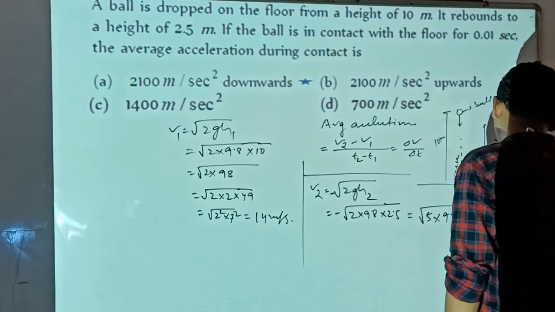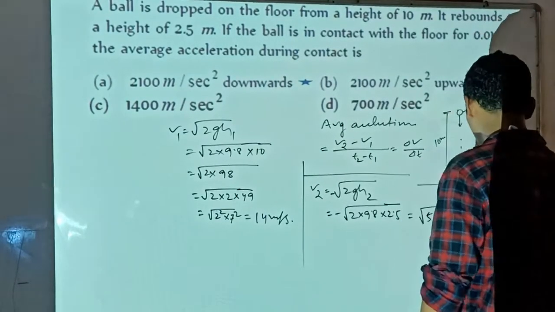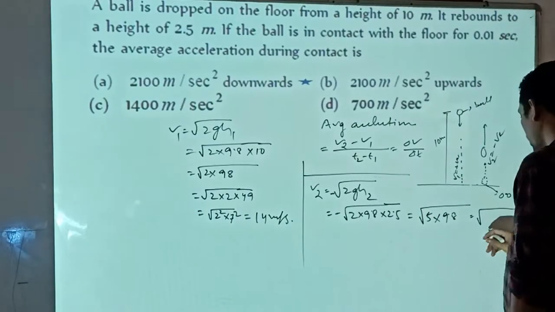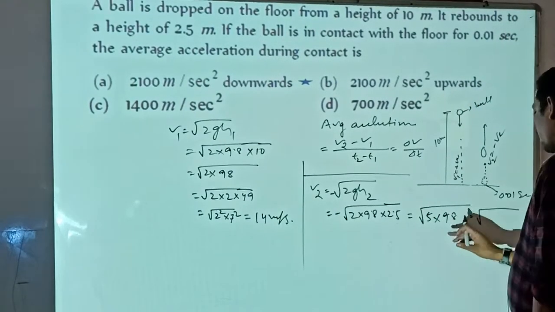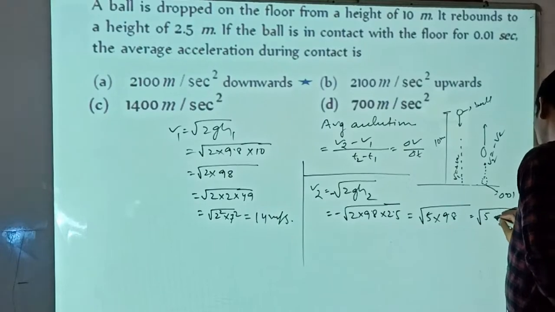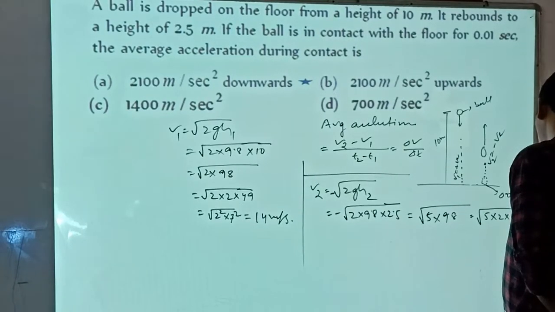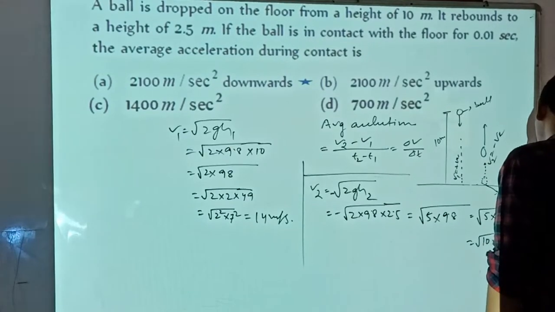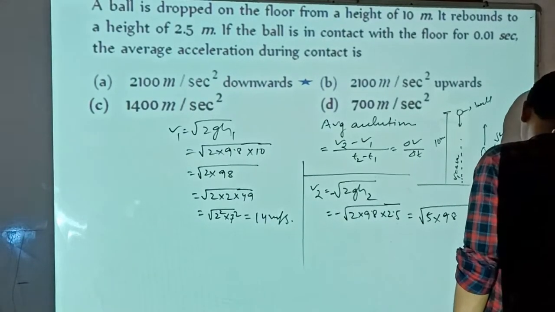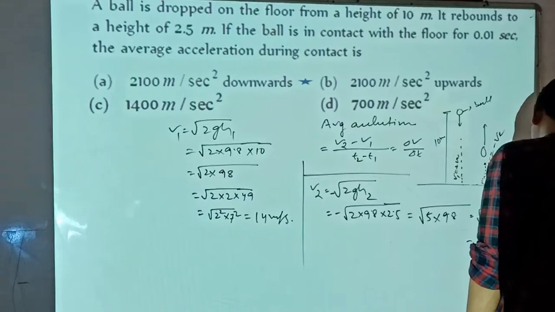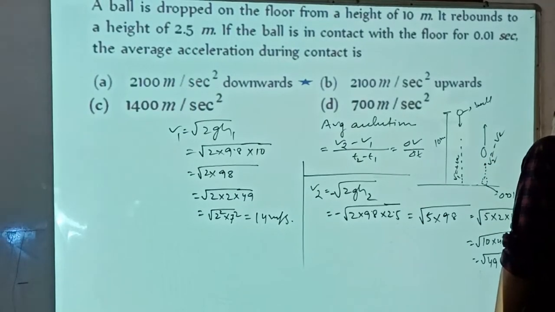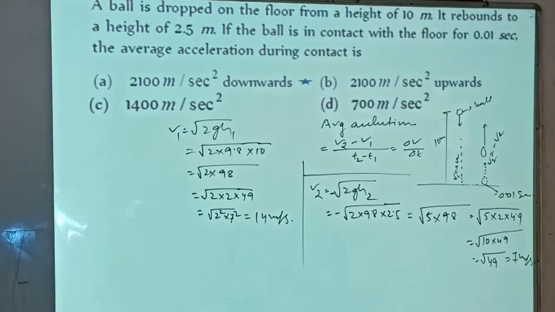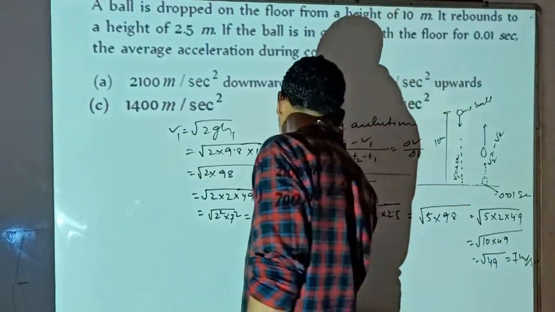Okay, so if we take 2 from here, 9.8 into 2 into 4.9, that will be your root over 10 into 4.9, or we can write root over 49, that will be your value of 7 meter per second. So you will have v2 and v1. So you can easily find out the average acceleration.